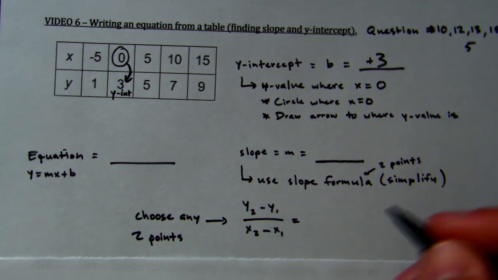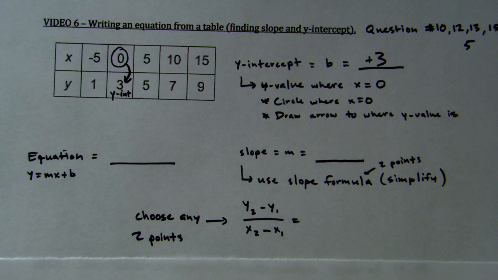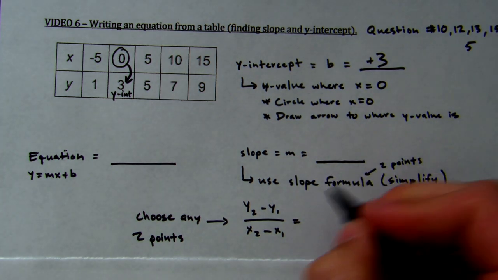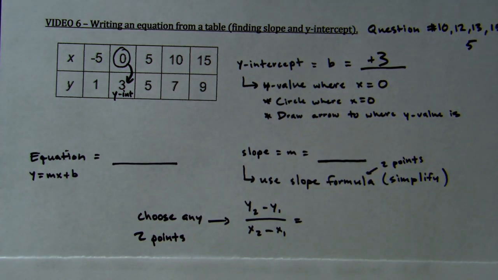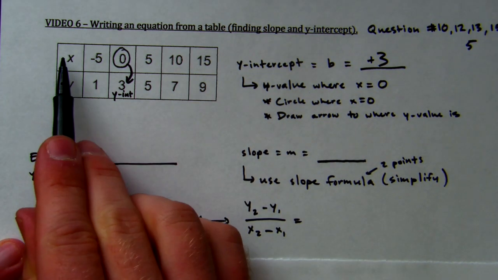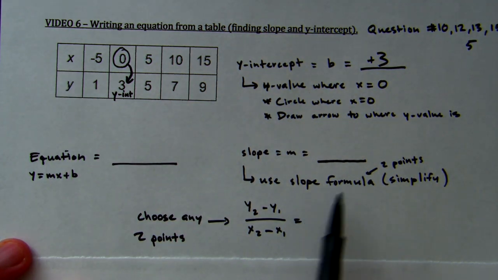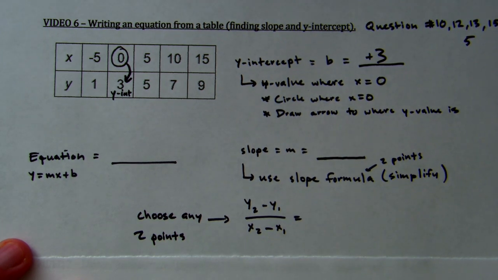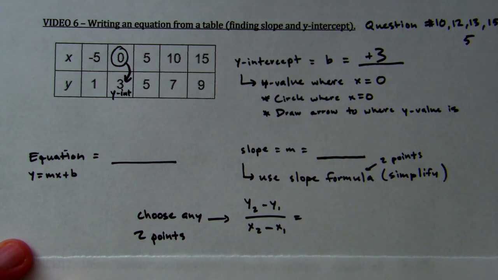Now, finding slope, we need to pick 2 points and use them in the slope formula, that fancy y2 minus y1 over x2 minus x1, the thing that we've been doing for what seems like ages. y2 minus y1 over x2 minus x1. We've got to make sure y goes on the top, x goes on the bottom. In our table, y is on the bottom, x is on the top, but we've got to make sure we flip it, calculate, and then simplify. We got to make sure y is on the top.